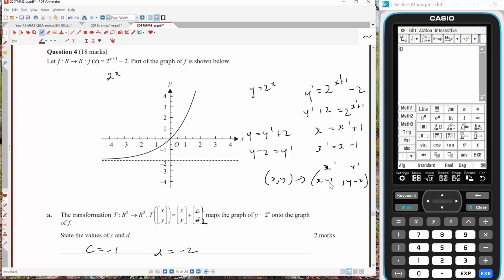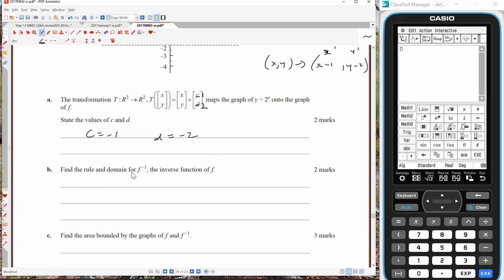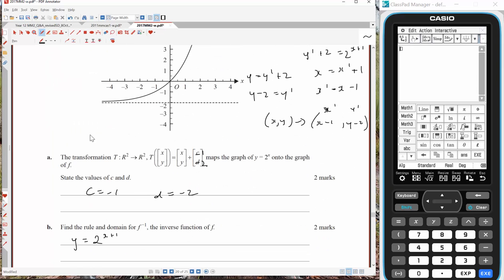Right, so yeah, 1 to the left, 2 units down. Find the rule and domain for f-1, the inverse function. So we started with y equals 2 to the x plus 1, take 2. The domain, because it's exponential, is unrestricted to all reals, and the range of the function is from the asymptote, not including, up to infinity.